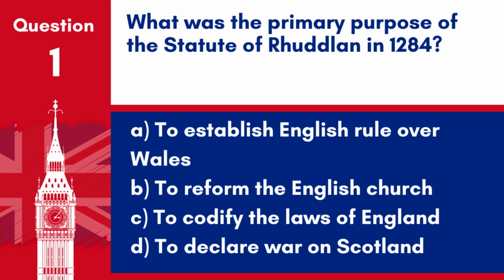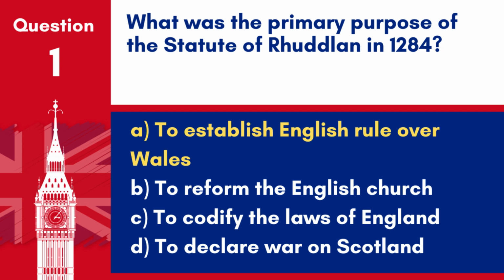Question 1. What was the primary purpose of the Statute of Rhuddlan in 1284? A. To establish English rule over Wales. B. To reform the English Church. C. To codify the laws of England. D. To declare war on Scotland. Answer. A. To establish English rule over Wales.